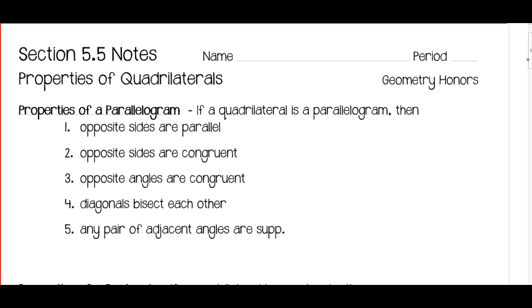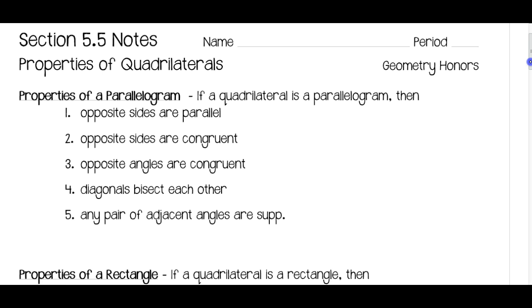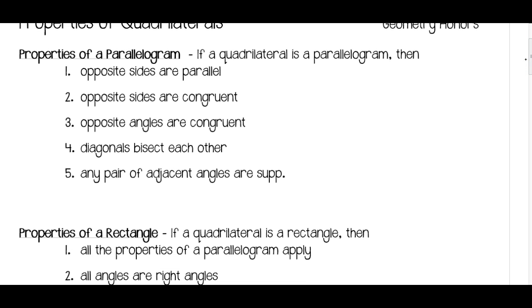In Section 5.4 we took a look at the basic definitions of our special quadrilaterals. And really the definition is the bare minimum that we would need to define these figures. So keep in mind that even though the definitions are the bare minimum, each of those special quadrilaterals has many properties that you're going to have to know.